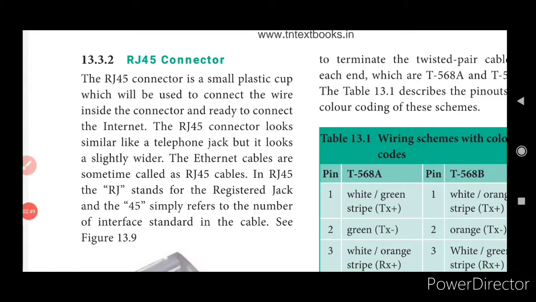RJ45 connector is a small plastic cup which will be used to connect the wires inside the connector and get ready to connect to the internet. See, this looks similar to a telephone jack, but it is actually wider than the telephone jack. You would have seen, right? For your telephones, you will have a white connector through which you connect your links, isn't it? I'm talking about your landline connections. In the same way, your RJ45 is also going to be like your telephone jack, but it is going to be a little wider.